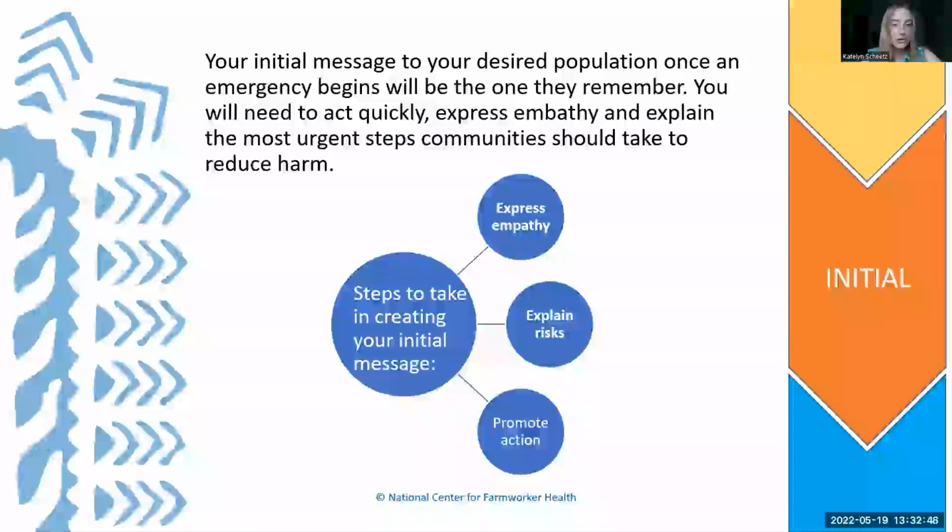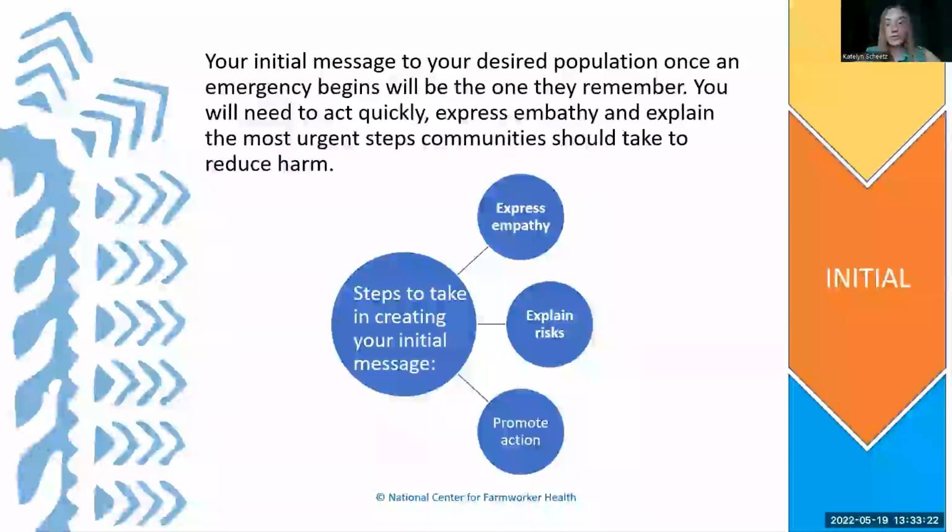So the first is you need to express empathy. And that is because emergency messages are better received when you validate the population's feelings and you build trust. So health center outreach staff or community health workers who are familiar with their community may understand those fears and feelings of the population to promote greater action. In an ideal case, those CHWs would actually be from the community they serve.